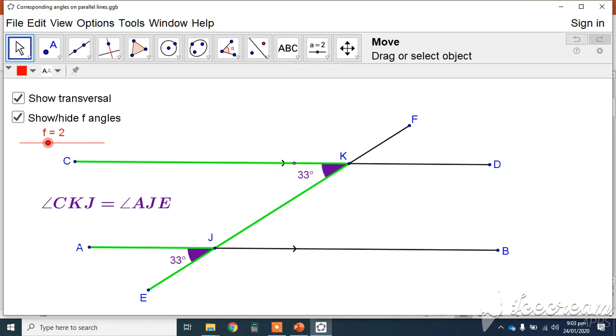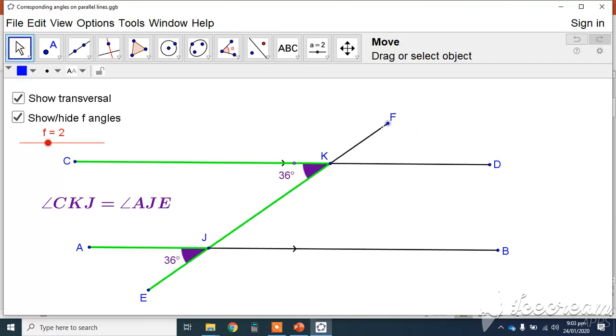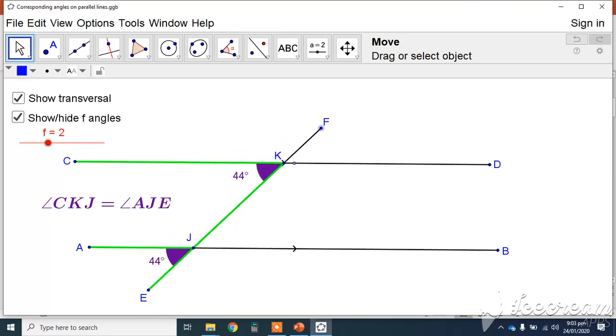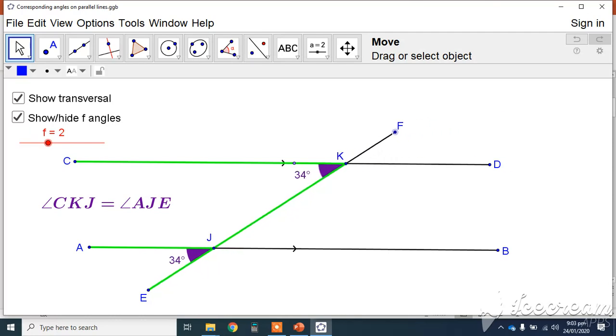The F is now going backwards, and basically this angle of AJE, which is this angle of 33, is the same as angle CKJ, which is also 33. So again, I can muck around with my transversal. They will stay the same because they're corresponding. Right, there's a third pair of corresponding. Have you figured it out?